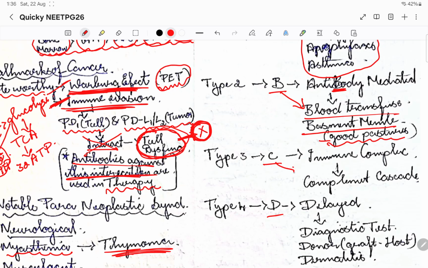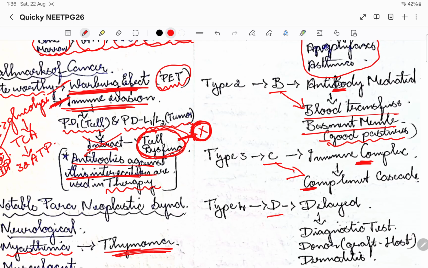C for C, complement cascade: immunocomplex disorders. We'll learn more about immunocomplex disorders again in nephrology, because there we'll get to see these disorders. SLE and lupus nephritis, all these things will be immunocomplex disorders.